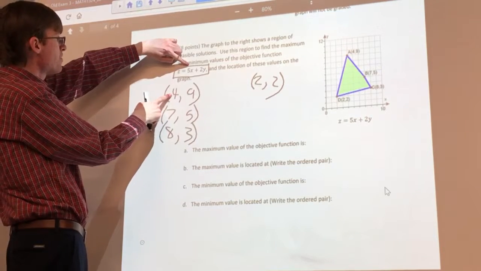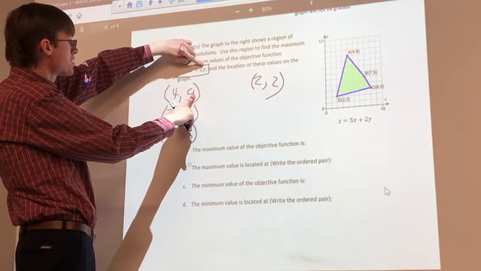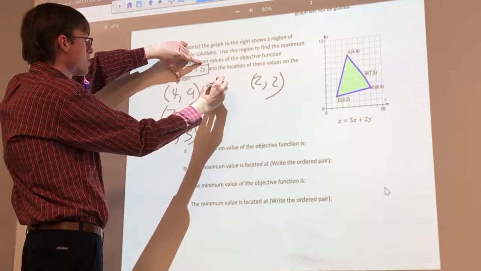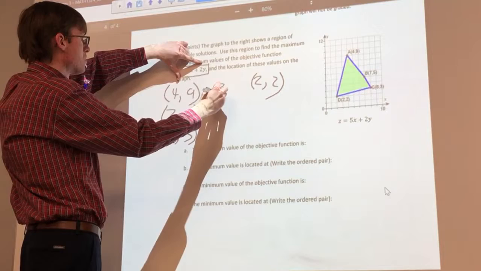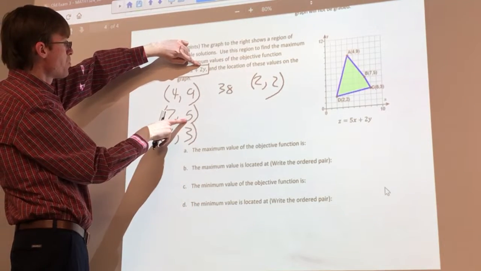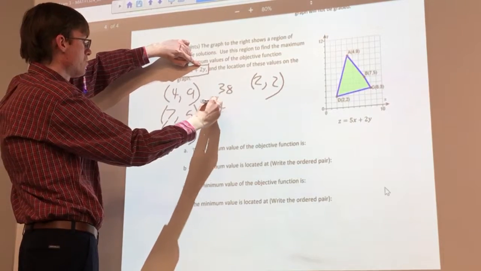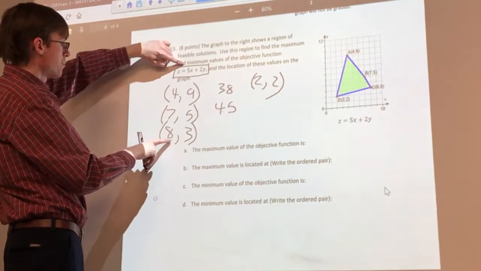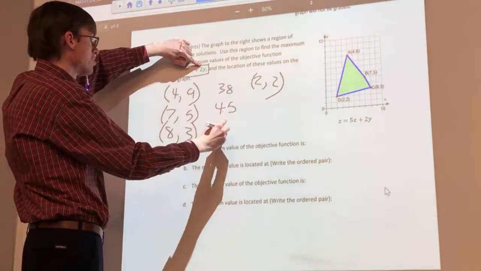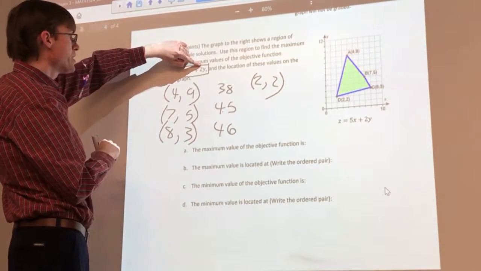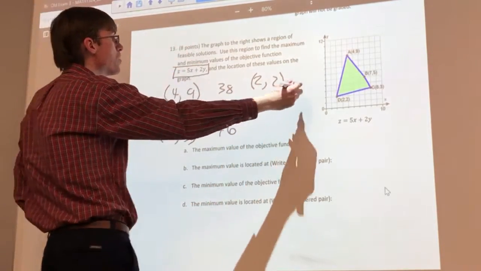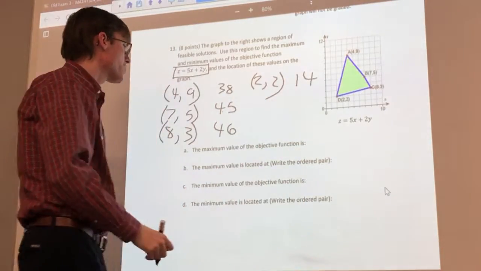So 4 times 5, 20, plus 18, oops, 38. 35 plus 10, 45. 40 plus 6, 46, and then 10 plus 4 is 14.